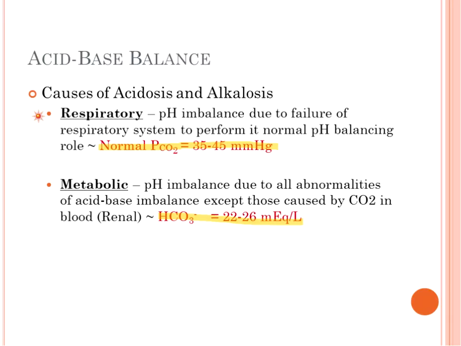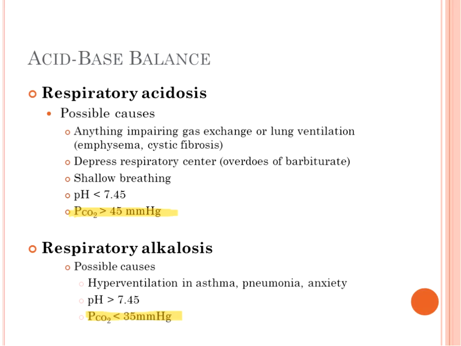If we have acidosis or alkalosis taking place and it is metabolic in nature, that means that the problem is not with the respiratory system, it's with the amount of bicarbonate ions, that they're out of balance. Either they're too low or they're too high. And here's the range for bicarbonates, between 22 and 26 milliequivalents per liter.